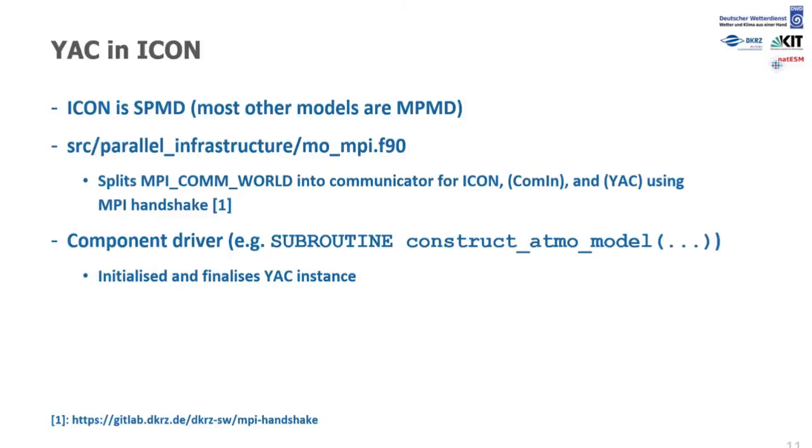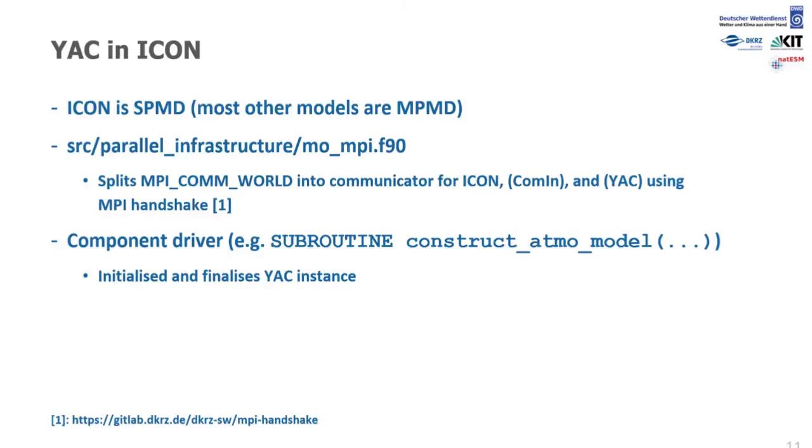The first time YAC comes into play when running an ICON run is right after your MPI init, because at that point, ICON needs its internal communicator. Originally, ICON simply used MPI_COMM_WORLD, but when coupling came into play, that's not possible anymore. So right after the initialization, you have a splitting of MPI_COMM_WORLD using the MPI handshake. And it splits the world communicator into an ICON communicator containing all ICON processes, not yet distinguishing between ocean, atmosphere, and wave, but just all ICON processes.